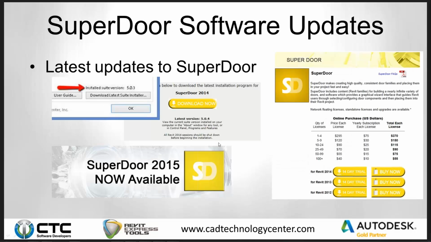So with that said, anybody who adopted our SuperDoor software immediately on the first release, we did have an updated version. So the latest version now is 5.0.4. So if you want to make sure you're on the latest version, just go ahead and launch any one of the SuperDoor dialogues and choose the About, and that will show you this installed suite version. And if you're not on 5.0.4, you can go ahead and choose Download Latest Suite Installer, and that will bring you out to our web page where it will not only tell you the latest version, but have the option to go ahead and download it.